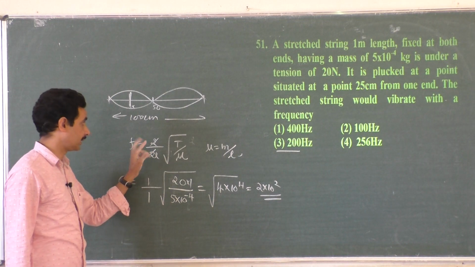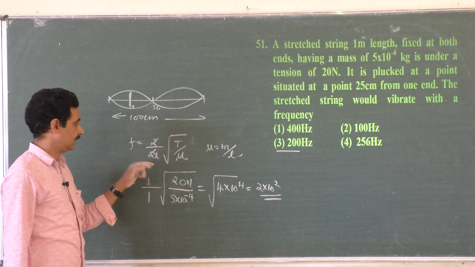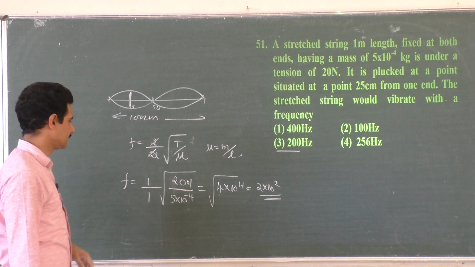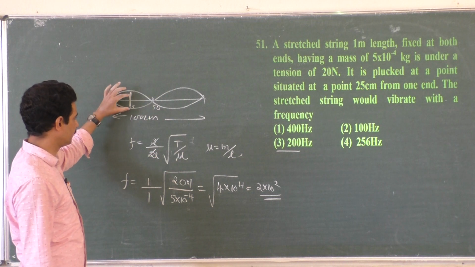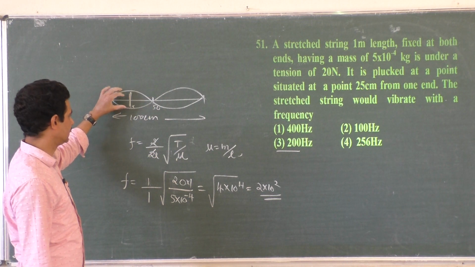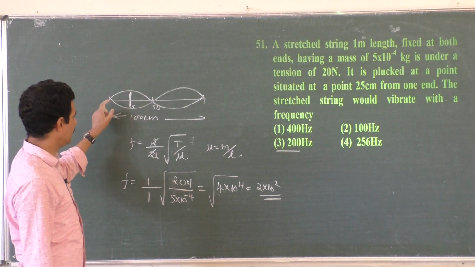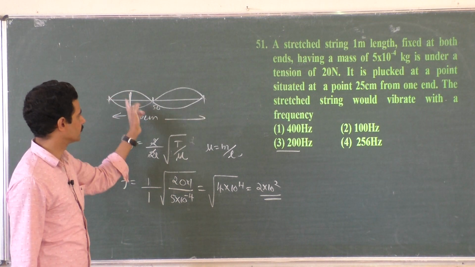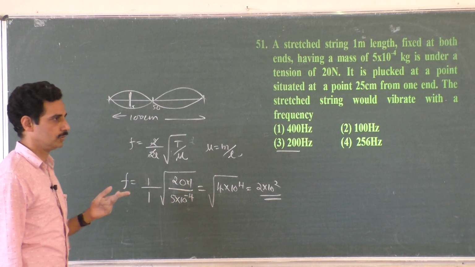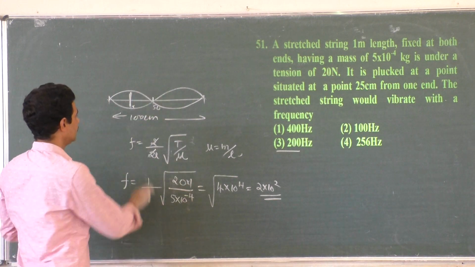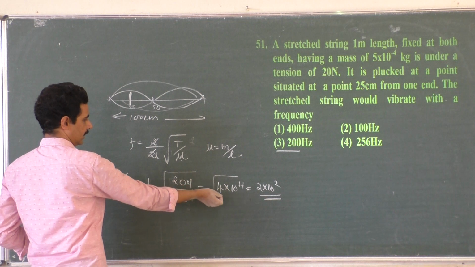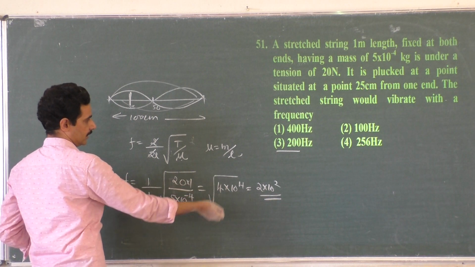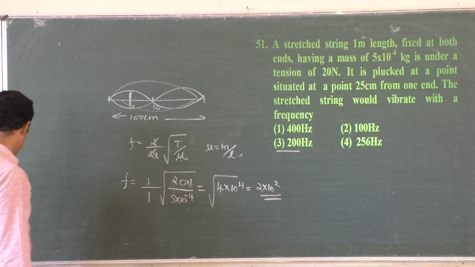This is not the fundamental. Double the fundamental frequency means 2 by 2L into square root of T by mu, because it is plucked at 1/4, 25 centimeter. That means there should be maximum amplitude here, an antinode, and so a node once again here. 2 loops. Suppose it was plucked at the center, it would have been only 1 by 2L into the square root, which should have been some 100 hertz. Now it is 200. Option 3.